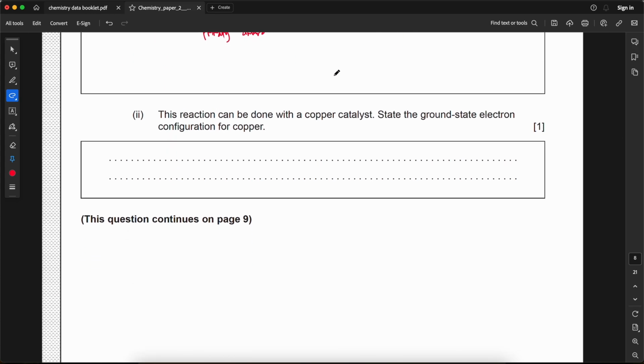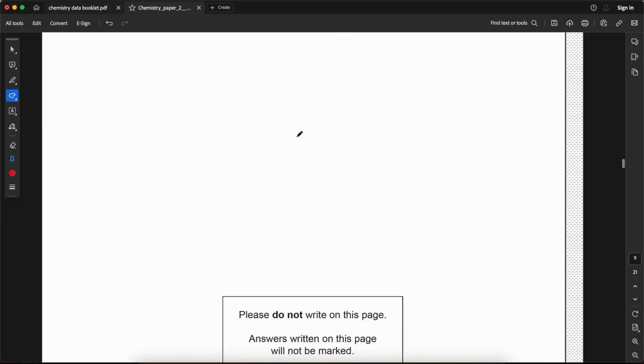This reaction can be done with a copper catalyst. State the ground state electron configuration for copper. So that would be 1s2, 2s2, 2p6, 3s2, 3p6, 3d10, and 4s1. Or you can just do it with the short notation, 3d10, 4s1.